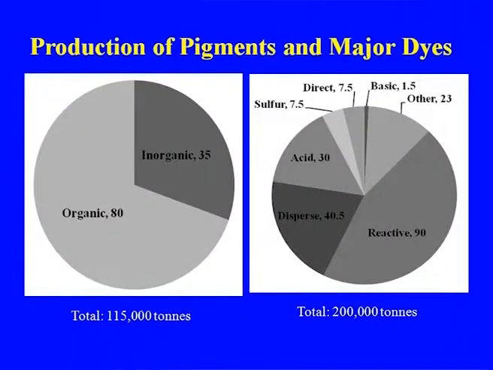Even some companies do only the marketing part. Making different shades of the same colors is also an art, you can say, because they are mixing different types of dyes and making different shades. So this is about the production of pigments and major dyes. Organic is 80% and the rest is inorganic.